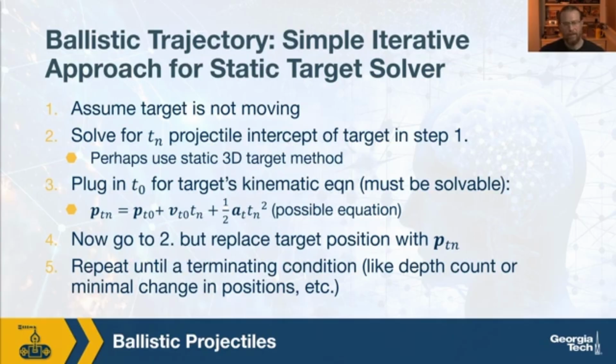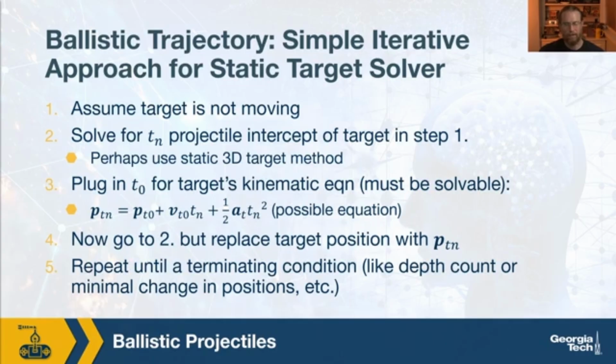But then what we're going to do is plug the t that we just solved into the target's kinematic equation. And so that might be, say, with velocity and acceleration. From particle dynamics, your new position would be based on the original position plus initial velocity times time plus 1/2 of acceleration times time squared. So you plug that in, and you're going to get this new position for where the target is.